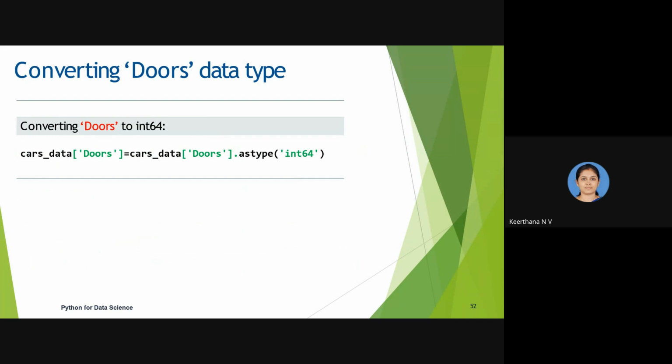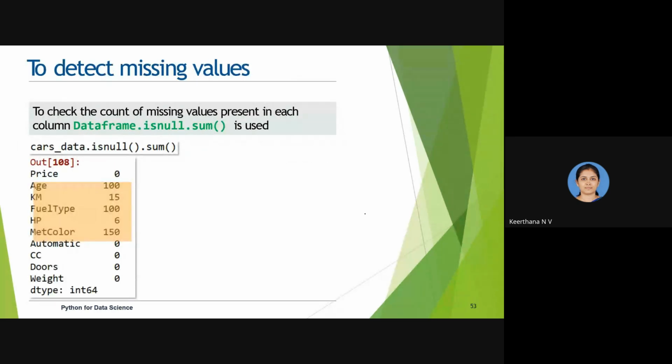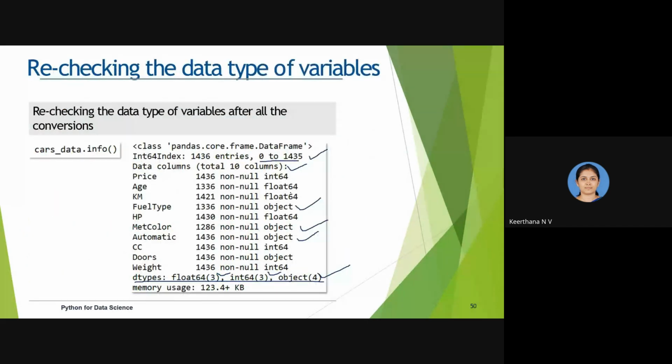See here, I'm converting since the doors column will be having all the categorical values with the object data type. Since I have replaced all the strings with integers, I have to change the data type also. So for that, I'm changing the data type of doors using astype with int64. So after checking the info like this, you will be getting doors changed from object to int64.